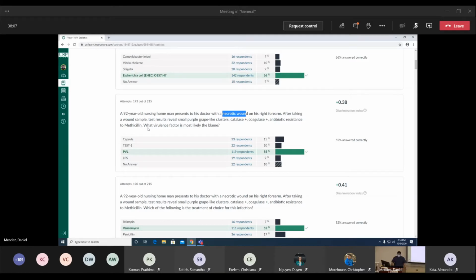So if we know it's MRSA, and we know it's community acquired, then we have to think back to which toxin or which virulence factor would cause a necrotic wound. The only one of these that's actually going to cause necrosis is going to be PVL, because that's a leukocidin. So that's one of the invasive ones that actually breaks down the epithelial barriers. And that's how we know that it is PVL, because it is necrotic.